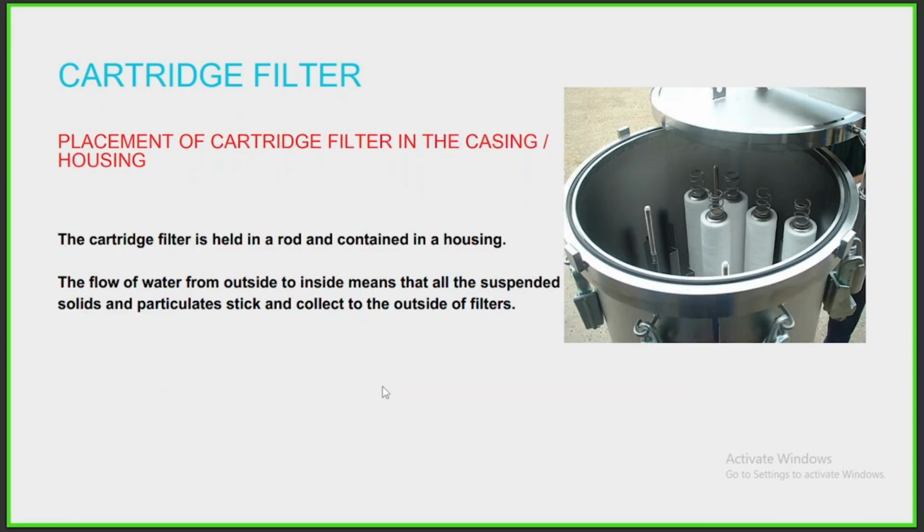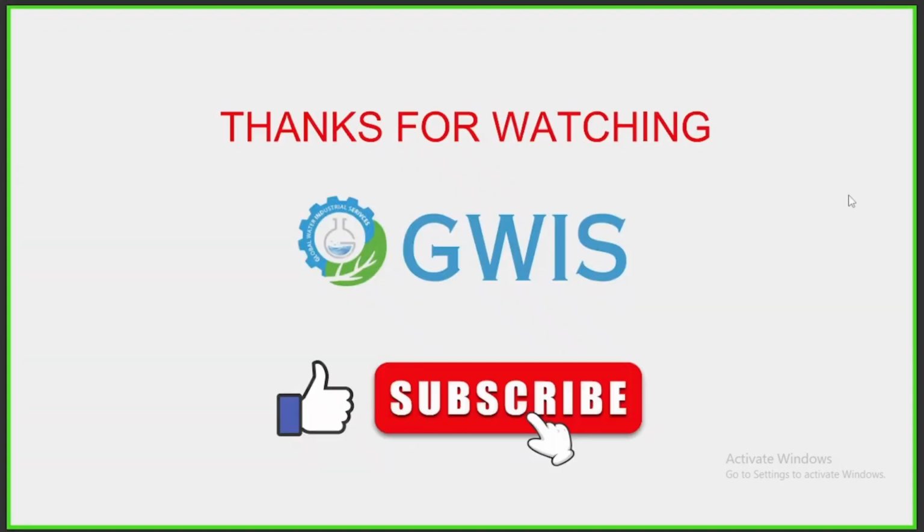Placement of cartridge filter in the casing or housing. The cartridge filter is held in a rod and contained in a housing. The flow of water is from outside to the inside, meaning that all the suspended solids and particulates stick and collect to the outside of filters.